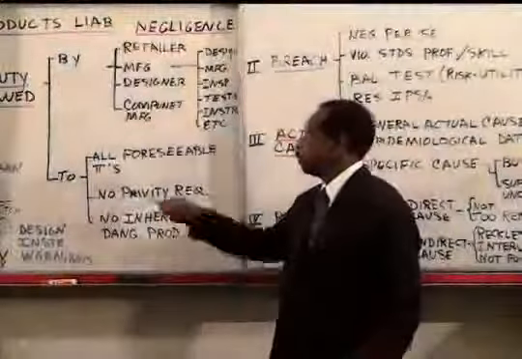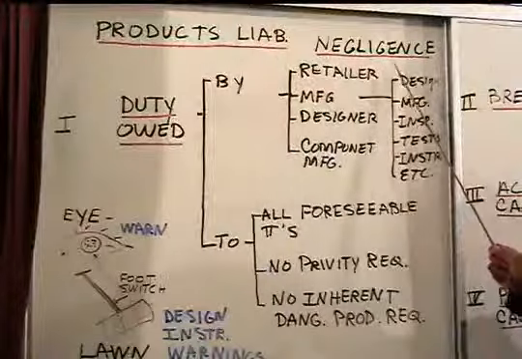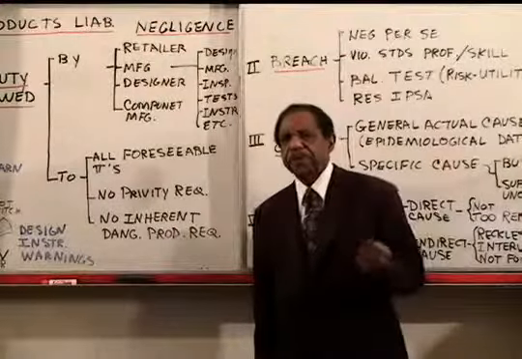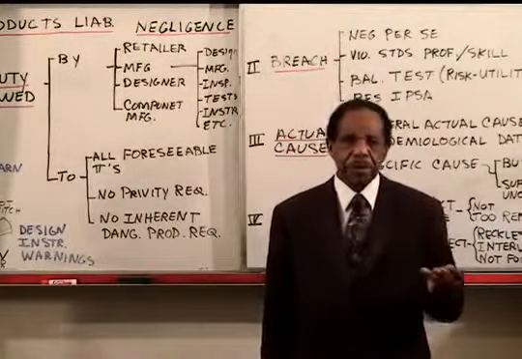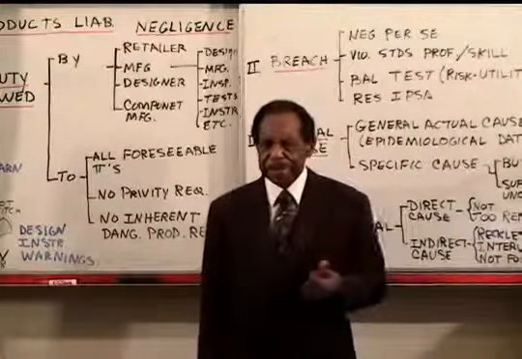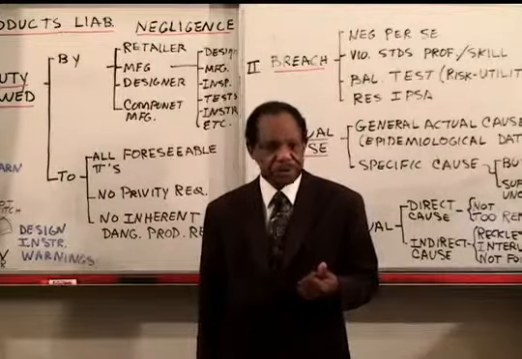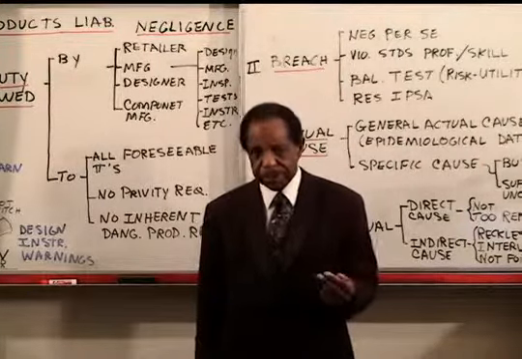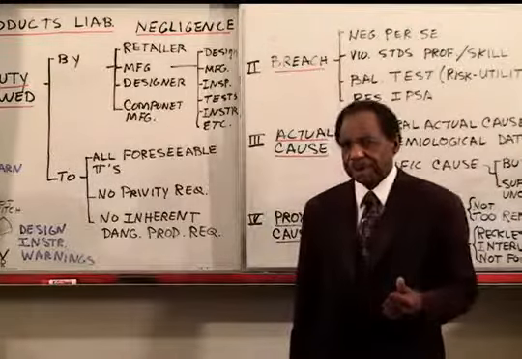This lecture is on the negligence aspects of products liability. Now you recall that there are three theories for recovering for injuries caused by a defective product: negligence of someone in the commercial chain of distribution, strict liability, and warranty. And this lecture deals with negligence.